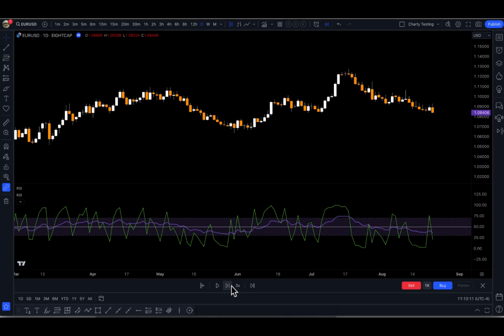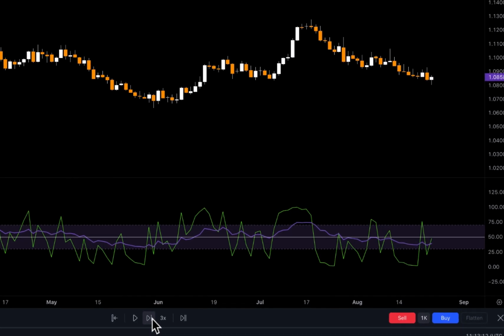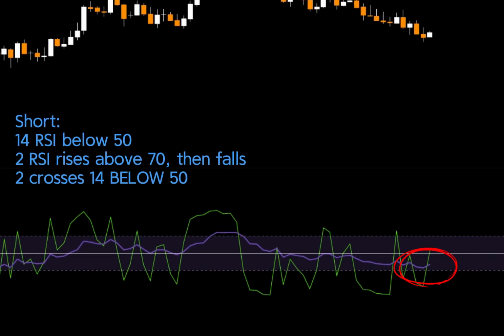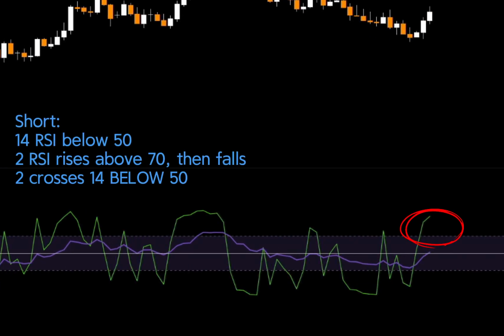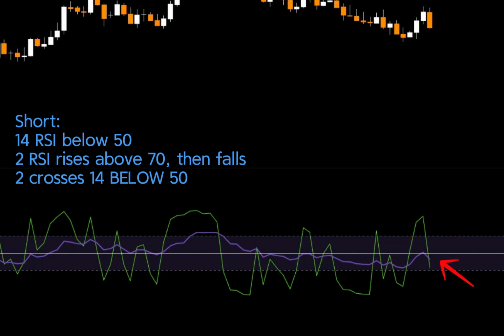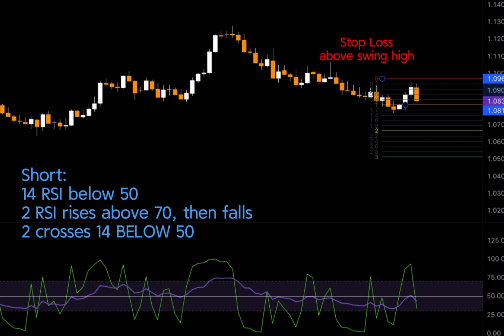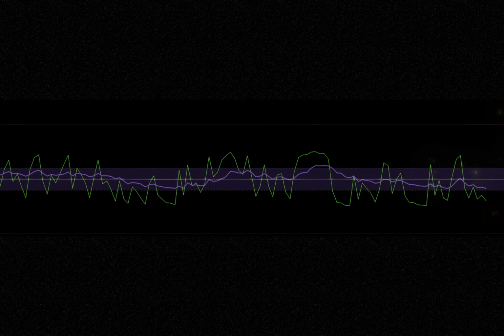Shorts are just the opposite. The 14 period in purple must be traveling along below the 50 line. The green 2-period RSI rises above the 70 line, then moves down and crosses the purple below the 50. Set your order just below that signal bar, and it's important to remember that you can only take another signal when the green line again moves below the 30 for longs or above the 70 for shorts and resets.